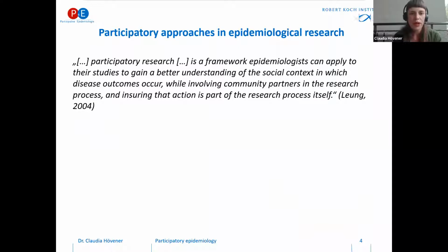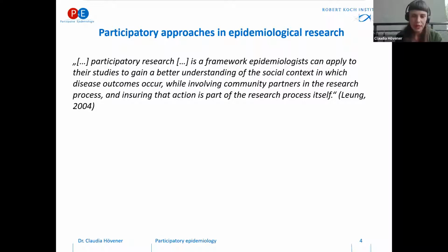And a lot of the theoretical work I'm talking about was part of this research consortium. So when we talk about participatory approaches in epidemiological research, there's a quote that I like a lot, even if it's almost 20 years old, but that captures it really well. Participatory research is a framework epidemiologists can apply to their studies to gain a better understanding of the social context in which disease outcomes occur, while involving community partners in the research process and ensuring that action is part of the research process itself.